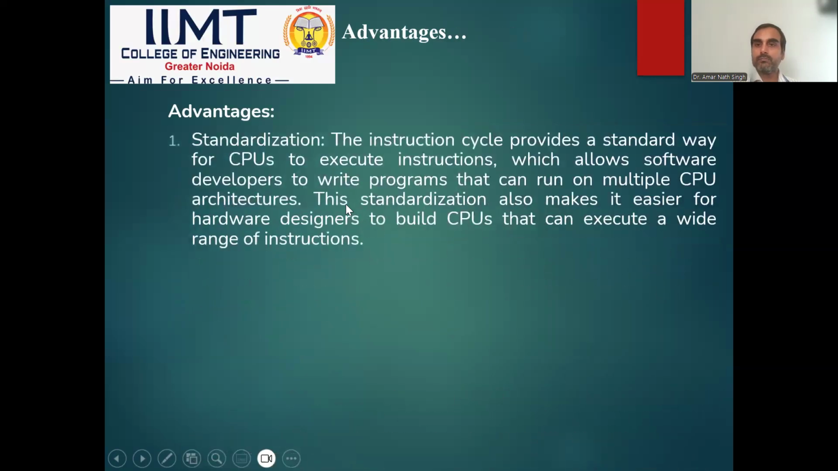Now, coming to the advantage part, of course, standardization is a very important thing. The instruction cycle is used to provide a standard way for the CPU, where you are going to understand the overall aspect of the particular things and develop all the operations over there in a systematic process. This is the most important advantage.